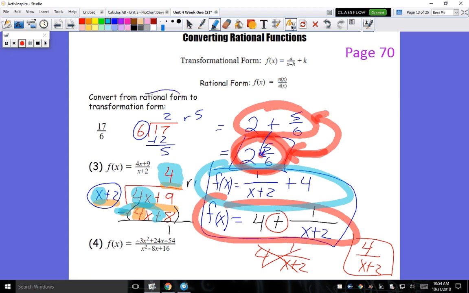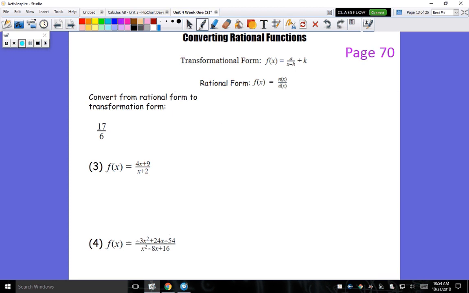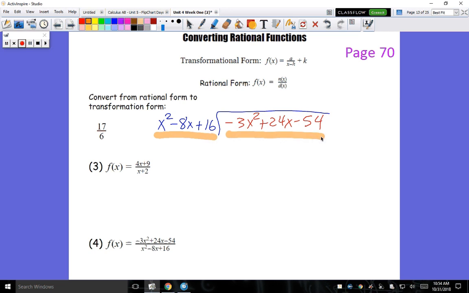Let's go to number 4 down here. Alright, so number 4 has -3x squared plus 24x minus 54. And you're going to divide it all by this. Okay? Now here we go again. Same thing. Long division. I know it can be a little bit annoying. Just got to be very methodical and very neat and precise. I have three terms. So I'm going to start right here. What term will multiply with this first one to get me the first one down here?